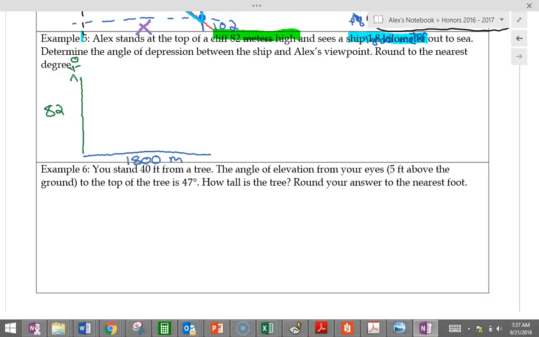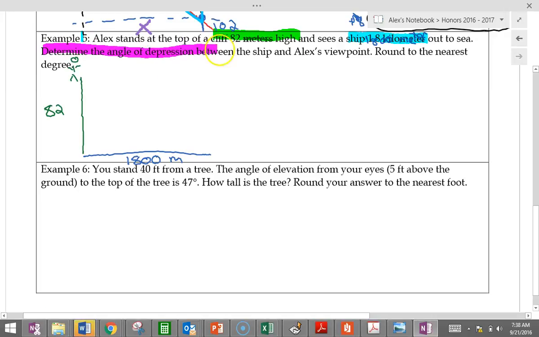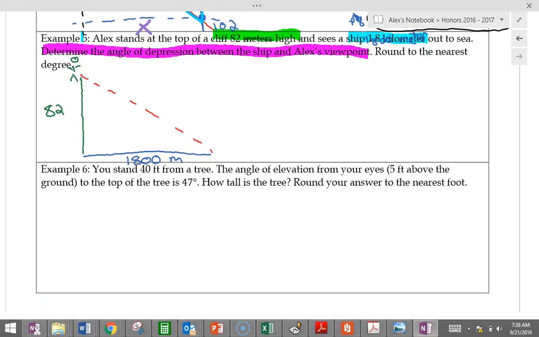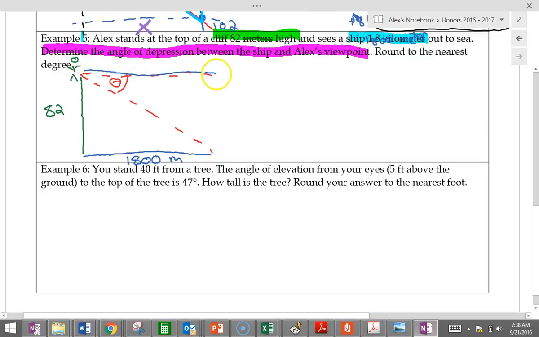Now I want to determine the angle of depression between the ship and Alex. Remember, angle of depression goes from the horizontal. So I want to find this angle. Again, I'm going to draw my rectangle the same way. If the bottom's 1,800, the top's 1,800. If that side's 82, this side's 82.